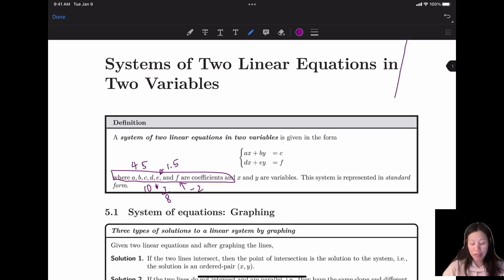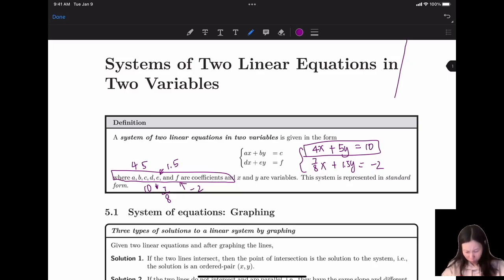So if I write it out here, a equals 4, so I have 4x plus 5y equals 10, where c equals 10. And then 7/8 x plus 1.5y equals -2. So you've seen this before. Remember, this is a system of linear equations. Each one of these represents a linear equation, and this is the standard form of a linear equation.